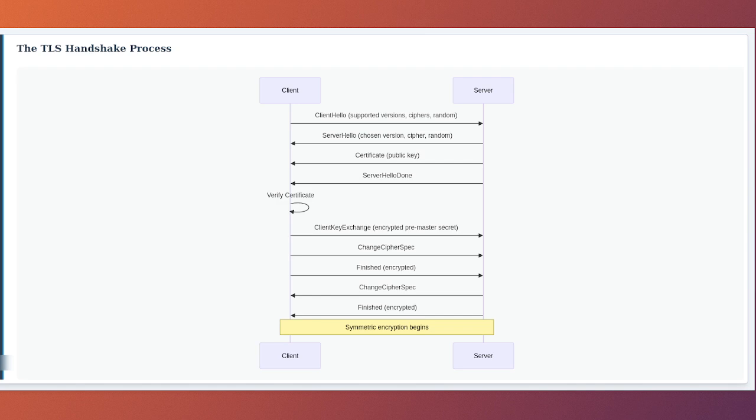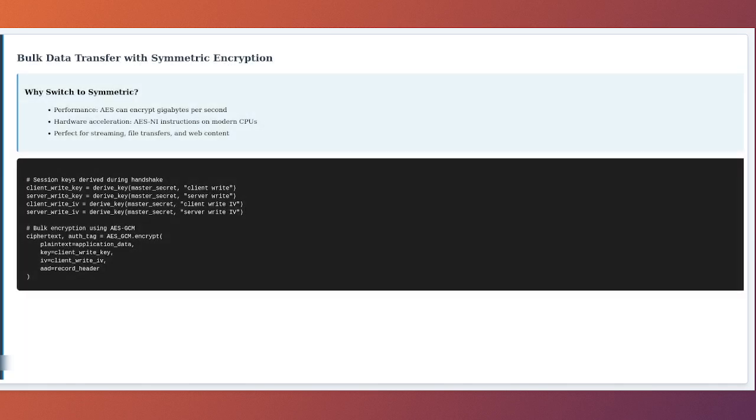The entire handshake typically takes just a few hundred milliseconds, but it establishes a secure channel that could last for hours. Symmetric encryption for bulk data. Once the TLS handshake completes, we enter the bulk data transfer phase. This is where symmetric encryption truly shines. Let me explain why this transition is so important and how it works in practice.